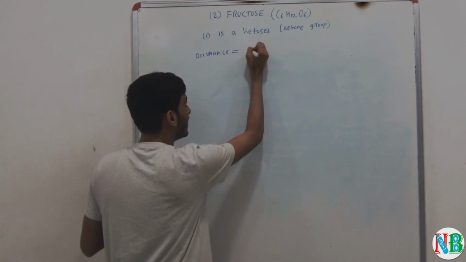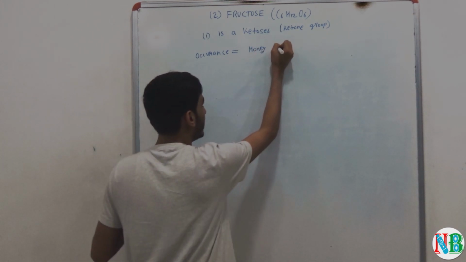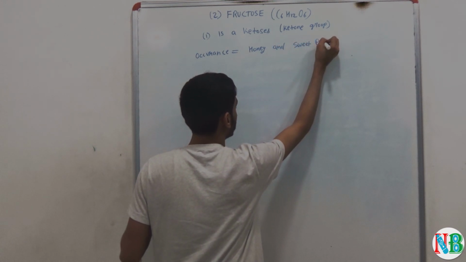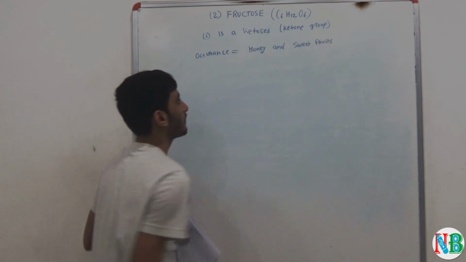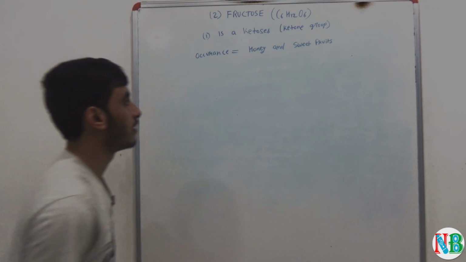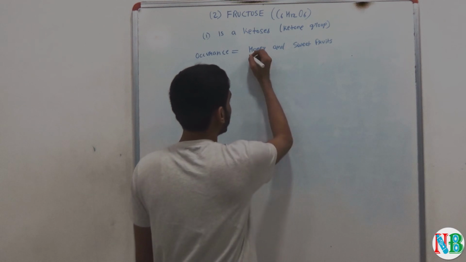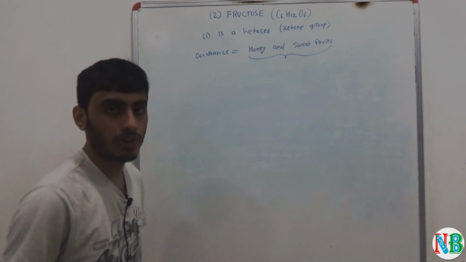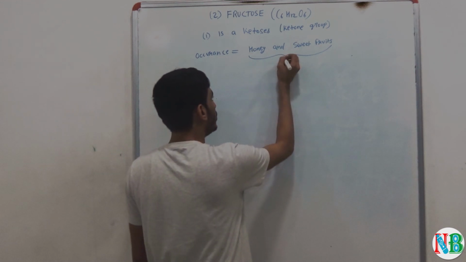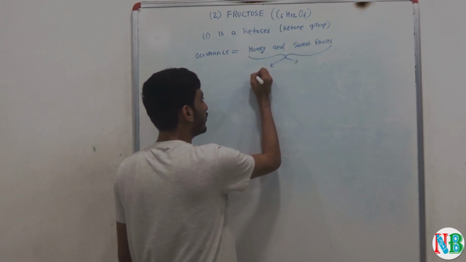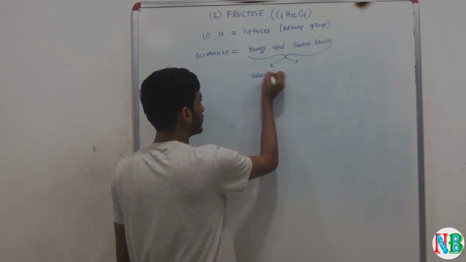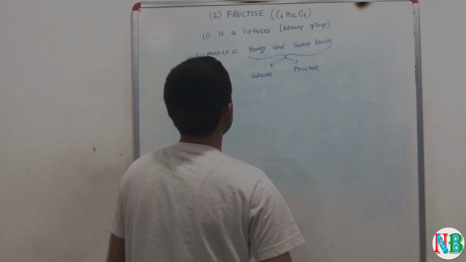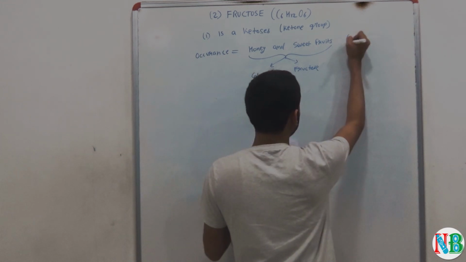So in honey and all the sweet fruits, if you extract everything from them, in the end you get equal amounts of glucose and fructose. So fructose is also known as fruit sugar.